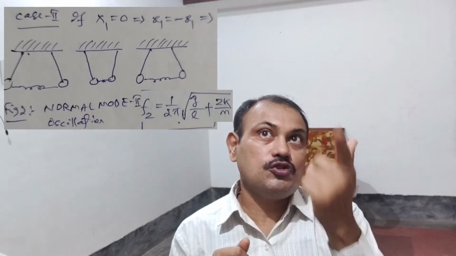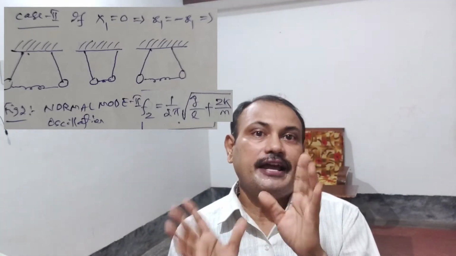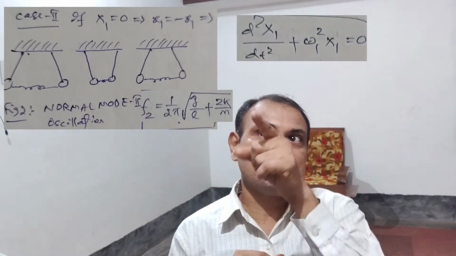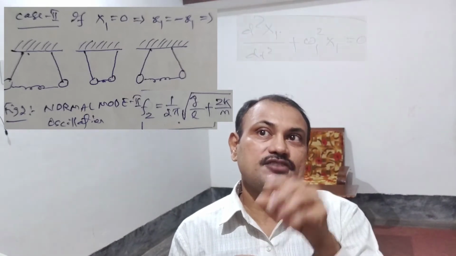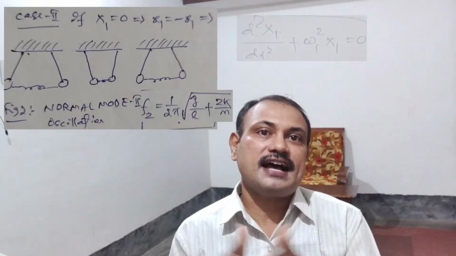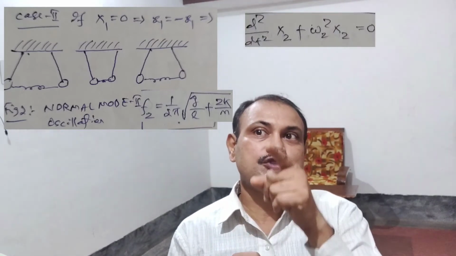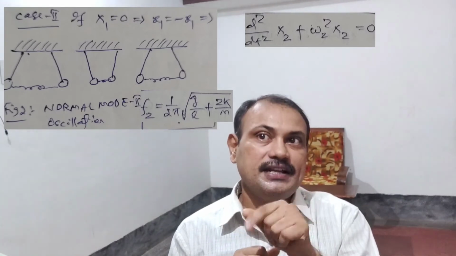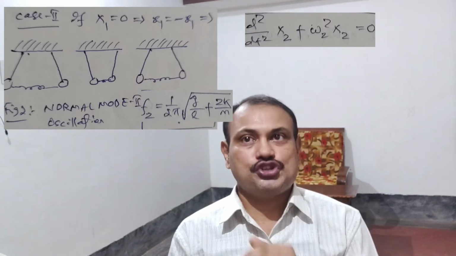That means x1 is equal to minus x2. So in that case, your capital X1 vanishes. That means the normal mode equation d square by dt square of capital X1 plus omega 1 square capital X1 equal to 0 vanishes, as this will not have any role to play. And the only leftover equation is d square by dt square of capital X2 plus omega 2 square capital X2 is equal to 0. This equation will describe the motion.